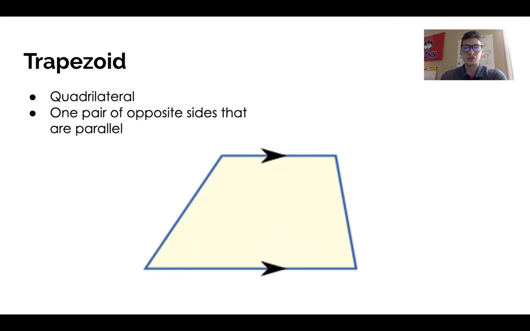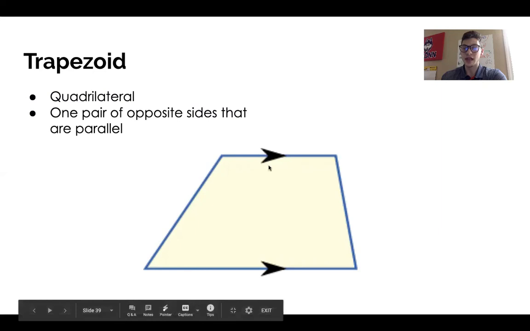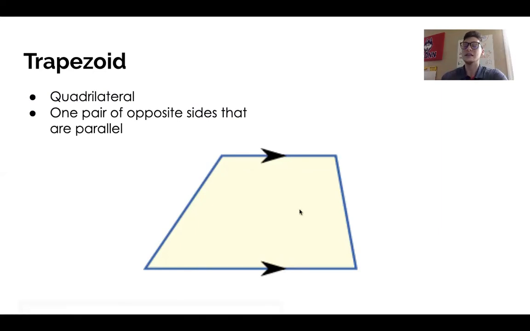The properties of a trapezoid, you have one pair of opposite sides that are parallel. Again, in this picture, you can see the arrows moving in the same direction in these opposite lines indicate they are parallel, which means they will never intersect. So trapezoid, one pair of parallel sides that are opposite one another, okay?